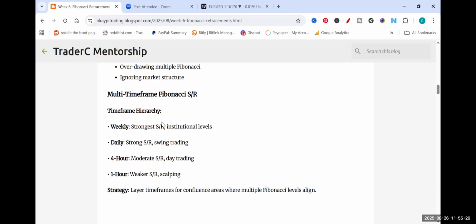Time frame hierarchy. Weekly is the strongest support and resistance, and I think institutional players use this time frame very strongly. Then the daily is strong support and resistance, used for swing trading. The 4-hour is moderate support and resistance, used for day trading, and the 1 hour is weaker, but it is used by scalpers. Personally, for day trading, I prefer the 4-hour time frame to map out the Fibonacci levels, and I'm going to use the 4-hour time frame for the market structure analysis.